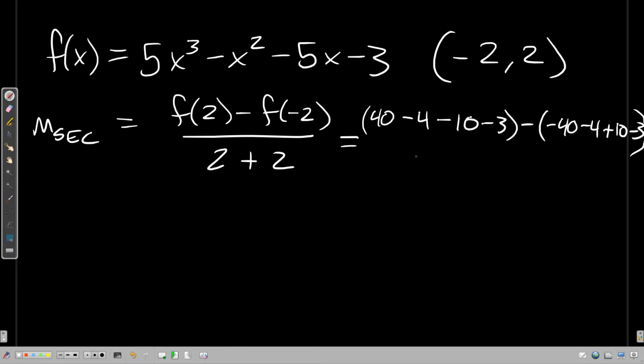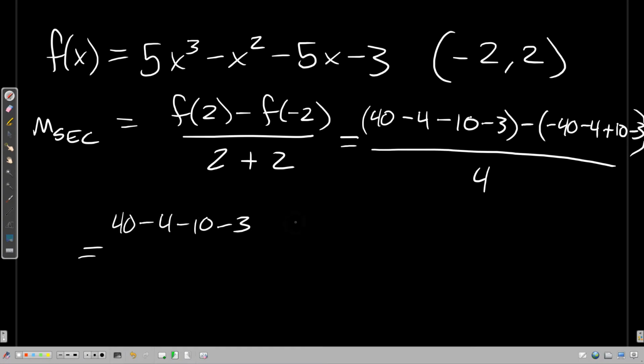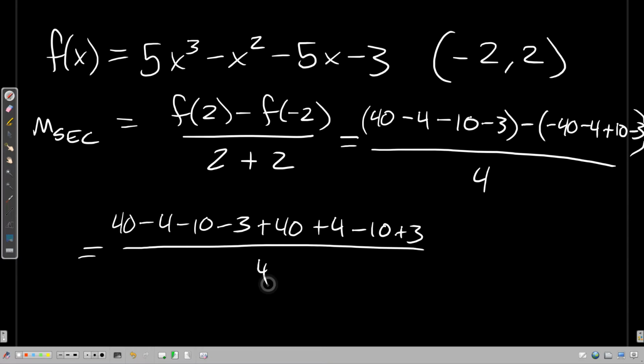I'll make a note to leave more room next time. And then this is all over 4. Okay, well some of these numbers are going to double up and some of them are going to cancel out, right? I mean, you have 40 minus 4 minus 10 minus 3. And then when I distribute my negative, I get plus 40 plus 4 minus 10 plus 3. And it's all over 4.